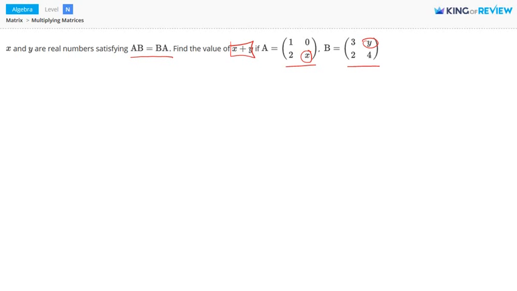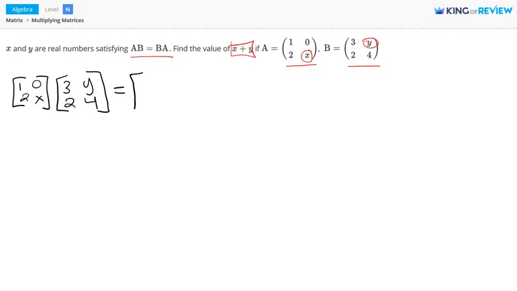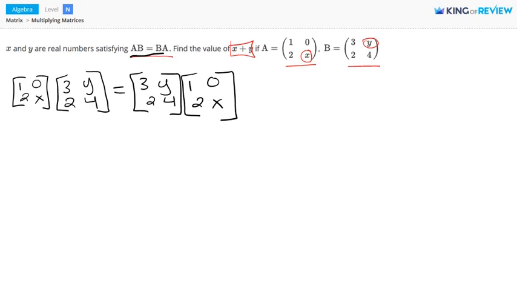So we have matrix A, which is [1, 0; 2, x], times matrix B, which is [3, y; 2, 4]. And this is equal to matrix B, [3, y; 2, 4], times matrix A, [1, 0; 2, x]. So what I did here is set up this equation using these matrices. The next thing we're going to do is multiply out both of these products.